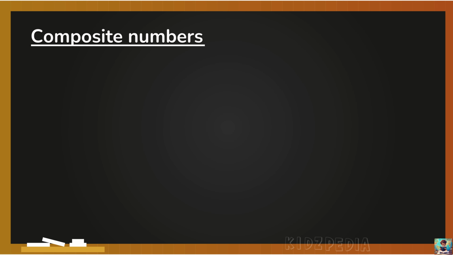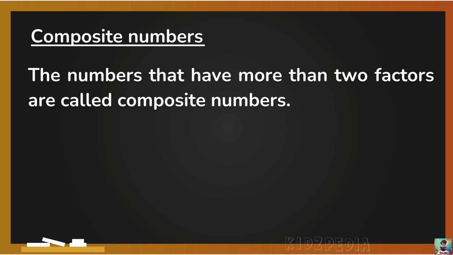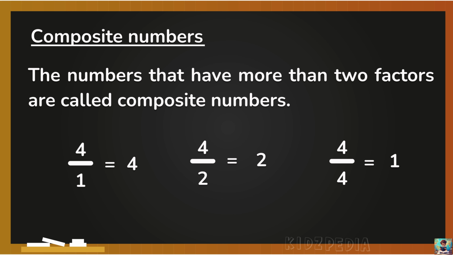Then what about the numbers that have more than two factors? The numbers that have more than two factors are called composite numbers. For example, 4 can be divided by 1, 2 and 4. The factors of 4 are 1, 2 and 4. It has more than two factors. So, 4 is a composite number.